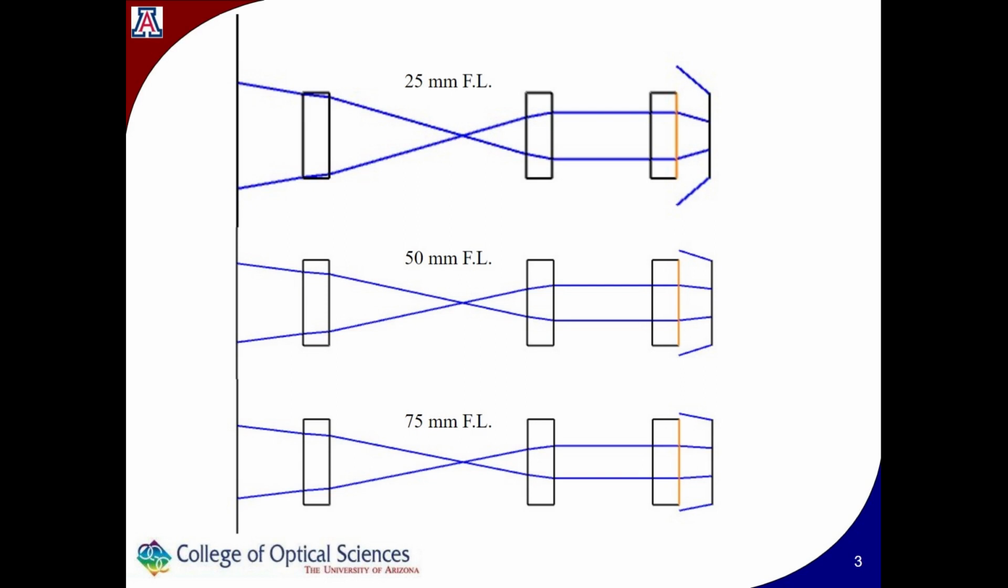Here we have a programmed model of the system. As you can see, with the smaller focal length objective lenses, the final image gets more spread out. This is indicative of the magnification of the microscope.